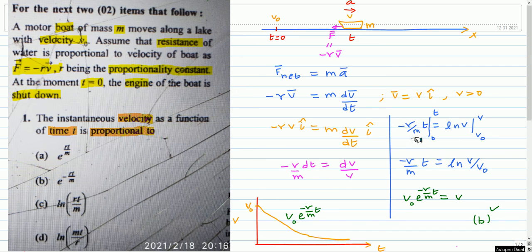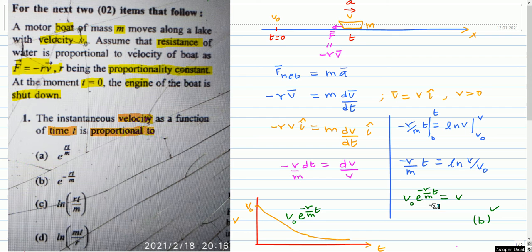on the left side we get minus R by m into t, and on the right side ln v, and the limits are time t equal to 0 to t, and at time t equal to 0 the velocity is v0, and at time t the velocity is v. So from this we get minus R by m into t as ln of v minus ln v0, so that will become ln of v by v0. So from this we get v equal to v0 into e raised to the power minus R by m into t. So as expected, as the time increases, the velocity keeps on decreasing, because as time increases this factor will become more and more less than 1.